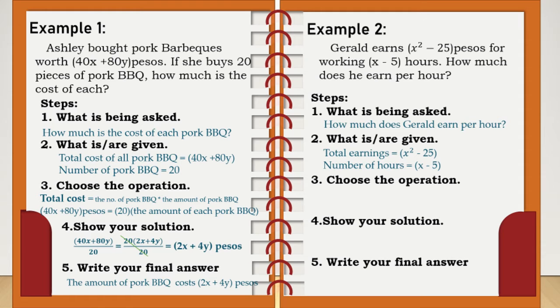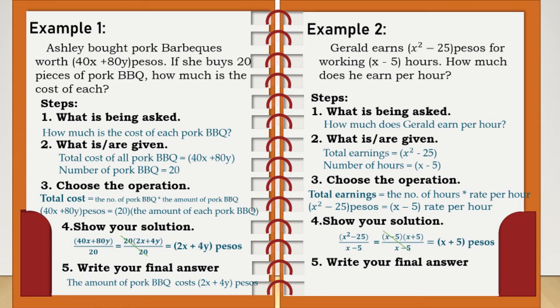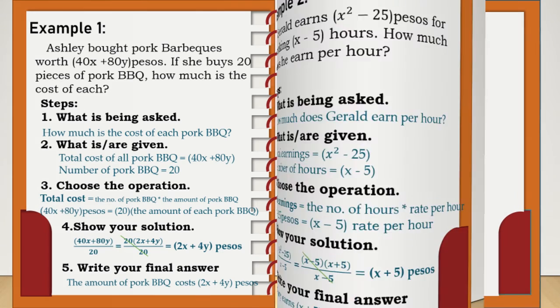Total earnings: x squared minus 25. Number of hours: x minus 5. Choose the operation. Total earnings is equal to the number of hours times rate per hour. x squared minus 25 pesos is equal to x minus 5 times rate per hour. Show your solution. Find the factored form of x squared minus 25 over x minus 5, which is equal to x plus 5 pesos. The answer is Gerald earns x plus 5 pesos per hour.